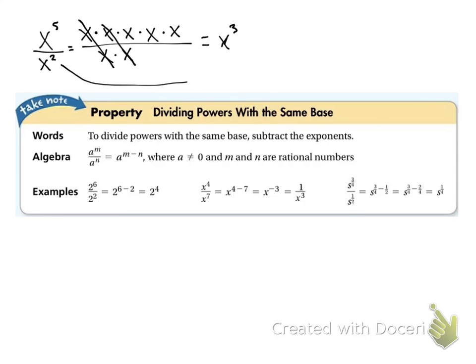Can you look from here to here and see a shortcut? All we have to do is subtract the exponents. So our general version, a to the m over a to the n is equal to a to the m minus n.